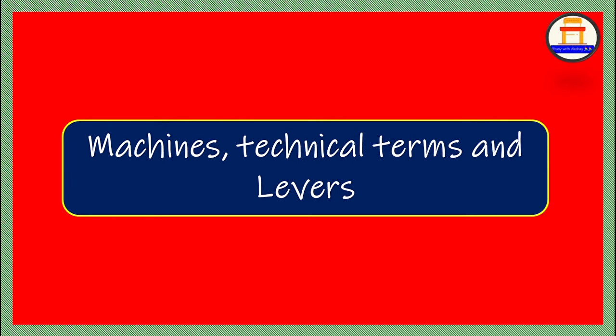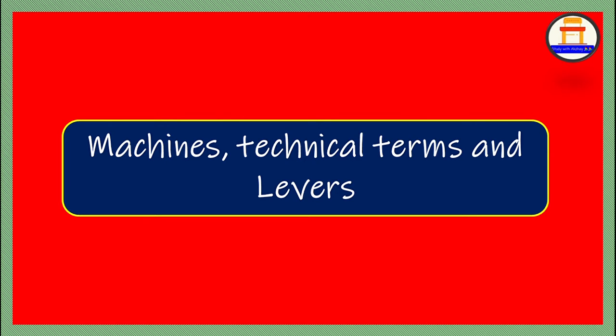Load, effort, mechanical advantage, velocity ratio, work input, work output, efficiency are some of the technical terms used when we talk about machines. A simple machine is a basic device that alters the magnitude and the direction of the force. Some examples of the simple machines are lever, inclined planes and pulleys.